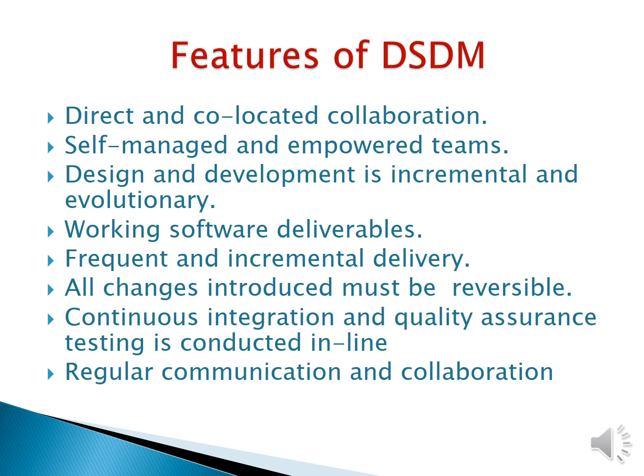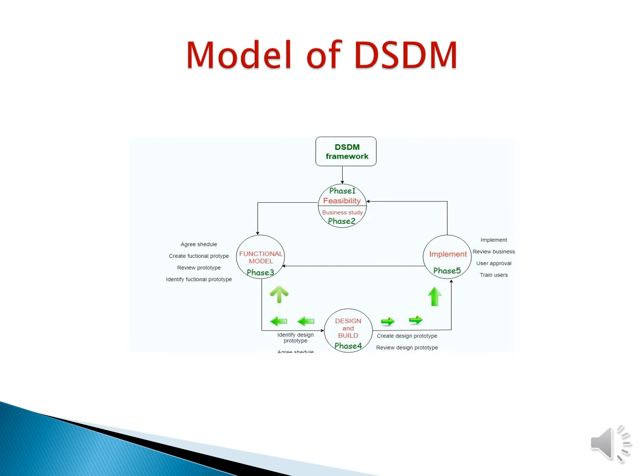So there are different phases in DSDM: first the feasibility study, second the business study, then functional model iteration, system design and build, and implementation. Now you can see various phases present in the architecture of the DSDM, like the feasibility. Basically, it establishes the basic business requirements and constraints associated with the application to be built and then assesses whether the application is a viable candidate for the DSDM process.